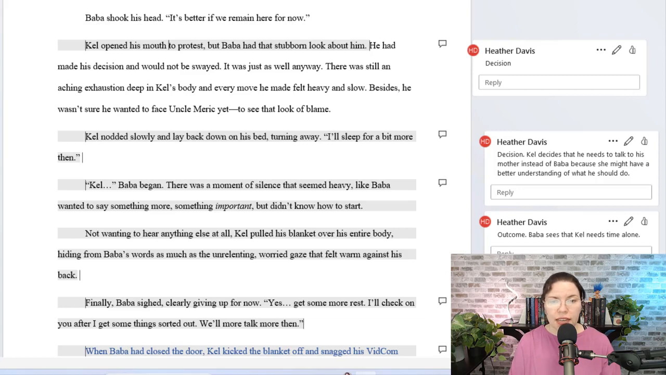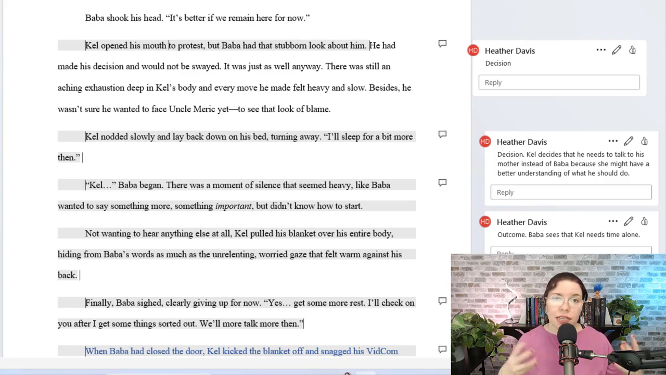Baba shook his head. "It's better if we remain here for now." Kel opened his mouth to protest, but Baba had that stubborn look about him. He'd made his decision, and he would not be swayed. It was just as well, anyway. There was still an aching exhaustion deep in Kel's body, and every move he made felt slow and heavy. Besides, he wasn't sure he wanted to face Uncle Merrick yet, to see that look of blame.